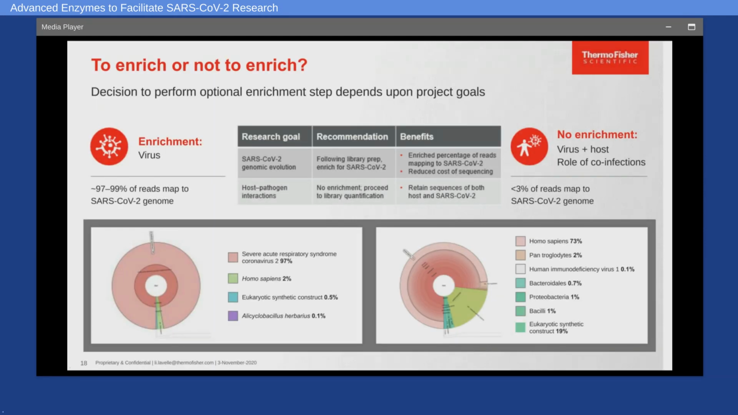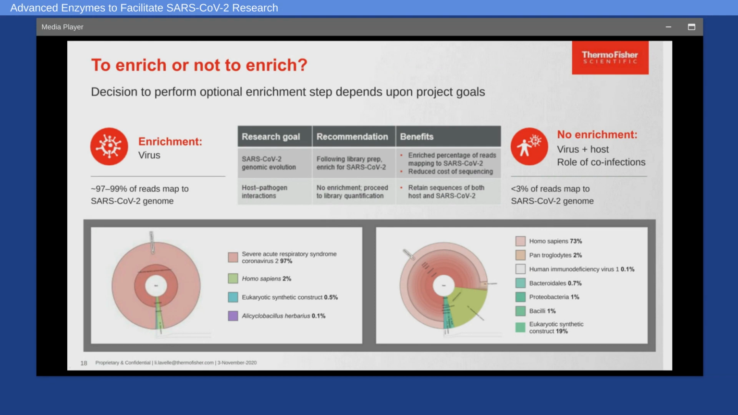How do we decide if enrichment is needed for sequencing? This really depends on the research goal. If the purpose is focused only on the viral genome, the viral genome needs to be enriched by either hybridization-based or amplification-based methods. The overall sequencing cost will be reduced, and the majority of reads will map to the SARS-CoV-2 genome.